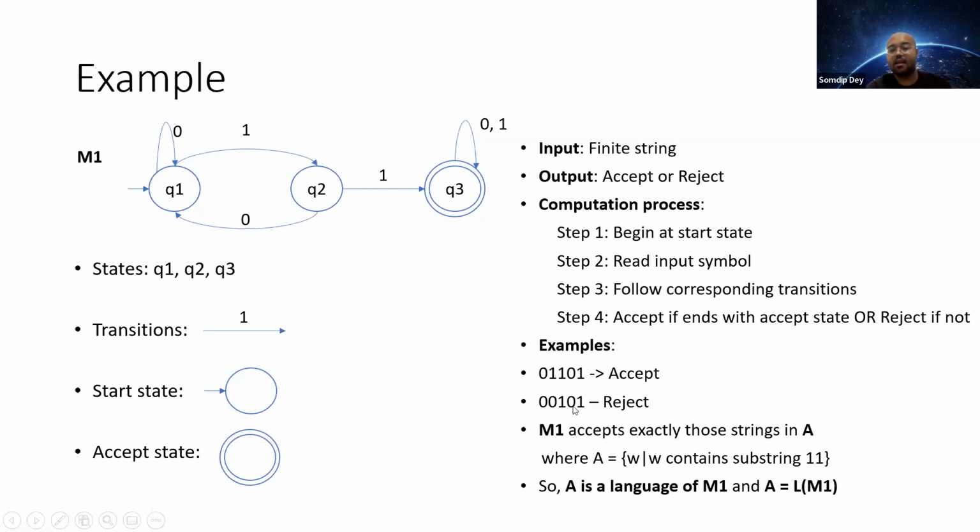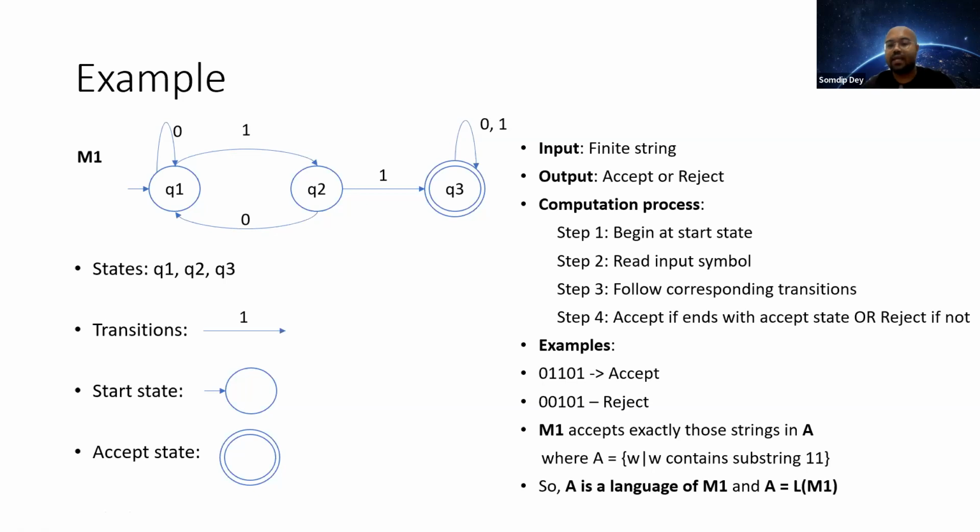And the end is the 1 again. So the machine moves the state from Q1 to Q2. But as you can see, Q2 is not the accept state. So the machine will actually reject this string.